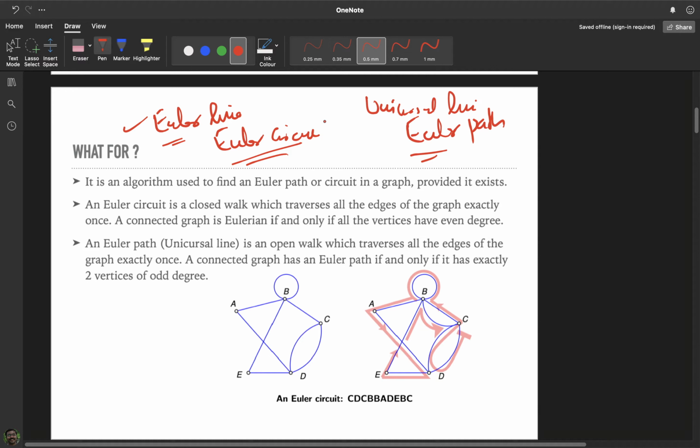Now, what is this algorithm? What will it do? This algorithm is a systematic way to find an Euler line or a universal line. In many cases you can always guess the Euler line, but if the graph is very complex, it will be difficult. If you follow this systematic method or algorithm, you can easily find a universal line or an Euler line.